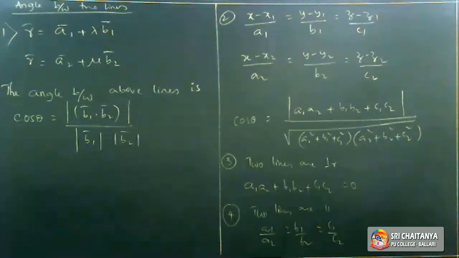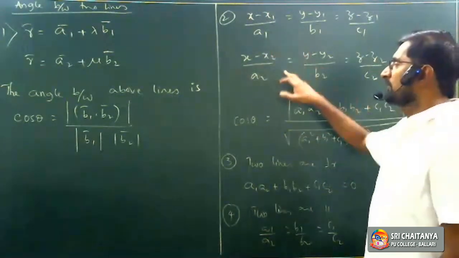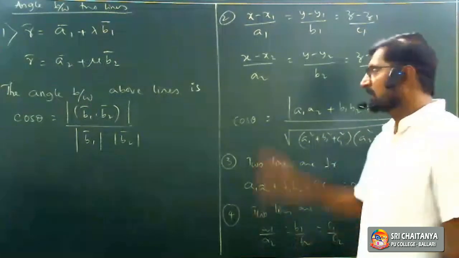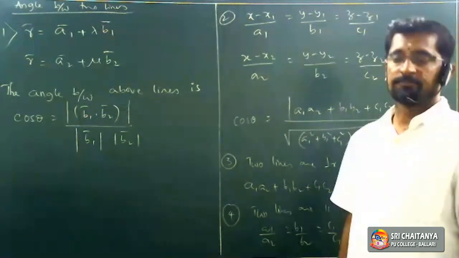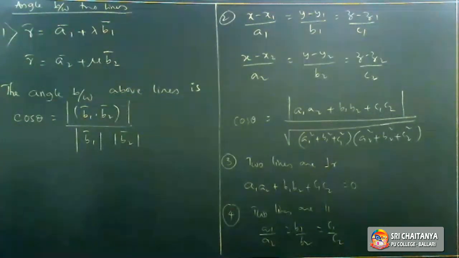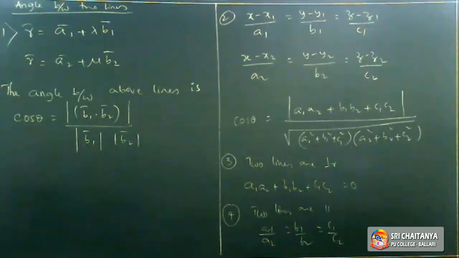Next one, second point. If these two represent two lines, then the angle between them. Write down the second point. I hope you are writing.